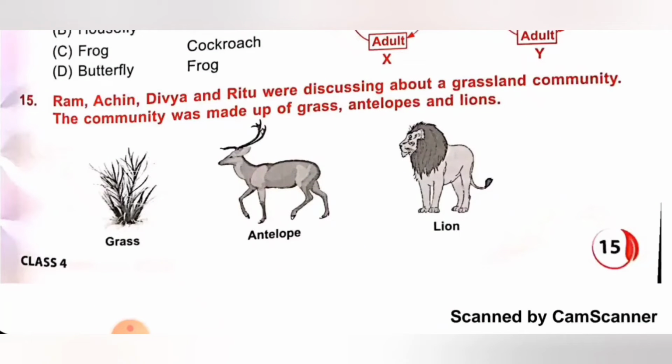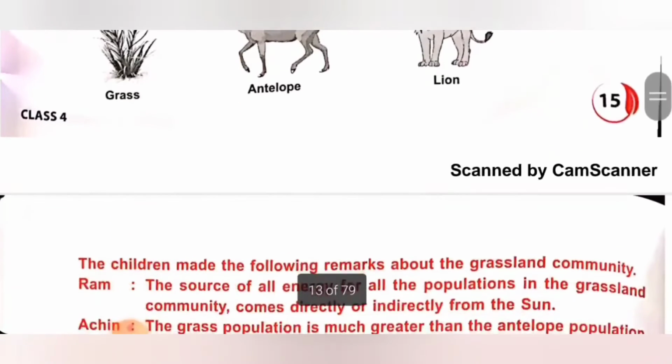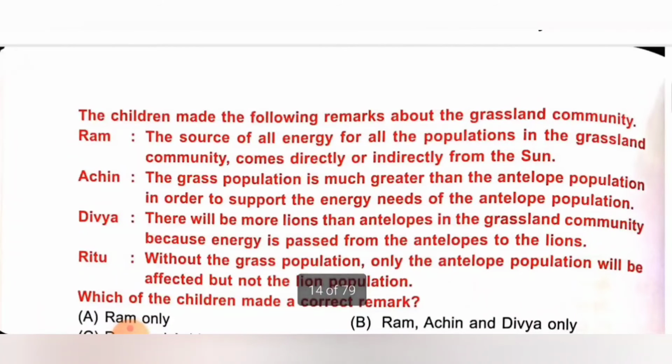Fifteenth, Ram, Achin, Divya and Ritu were discussing the grassland community. The community was made up of grass, antelopes and lion. So given figure A, grass, antelope and then lion. The children made the following remarks about the grassland community. Ram: the source of all energy for all the population in the grassland community comes directly or indirectly from the sun. Yes, it's the correct statement because the energy comes directly or indirectly from the sun. So all living organisms depend on the sun either directly or indirectly.